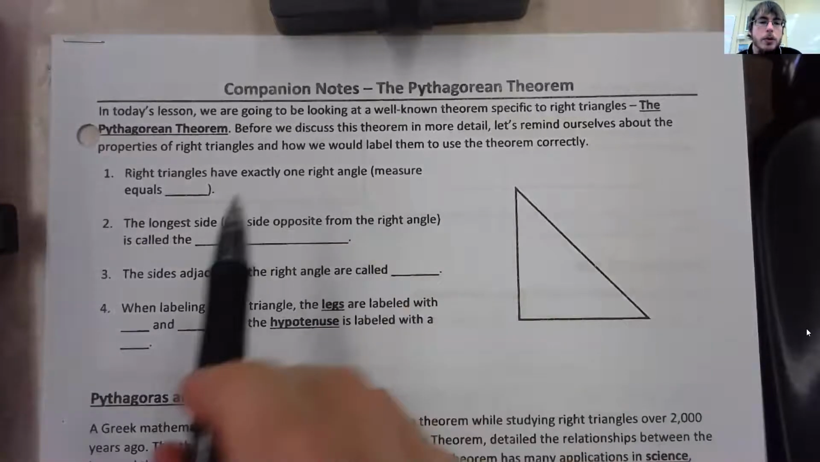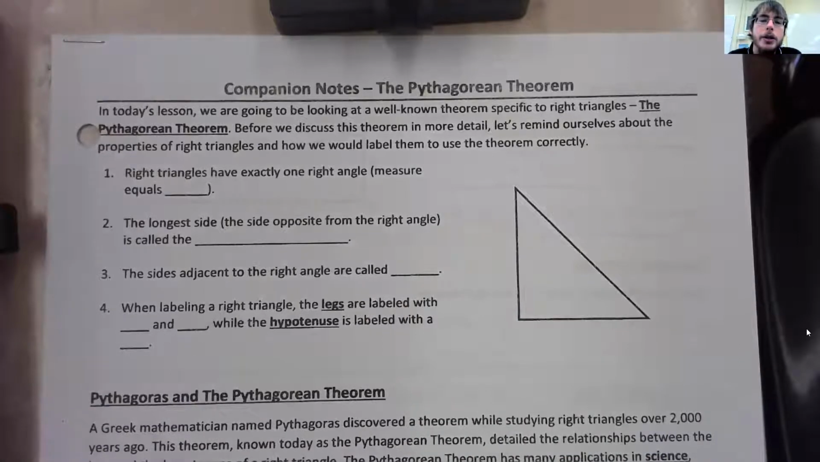And we're going to be looking at a well-known theorem that is specific to triangles. Okay, so Pythagoras discovered this, along with his students, over 2,000 years ago. And it helped explain the relationship between the legs of a right triangle and the hypotenuse of a right triangle.